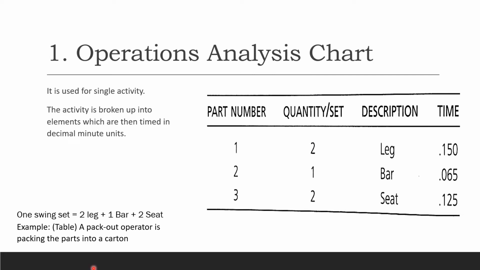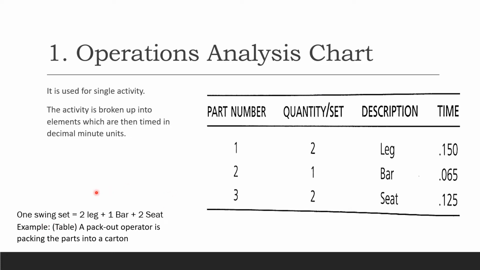Out of 6, we're going to study the first 2 in detail. The very first one is the operation analysis chart. We use this for a single activity, and that activity is broken up into elements which are then timed in decimal minute units. This example table comes from one swing set.